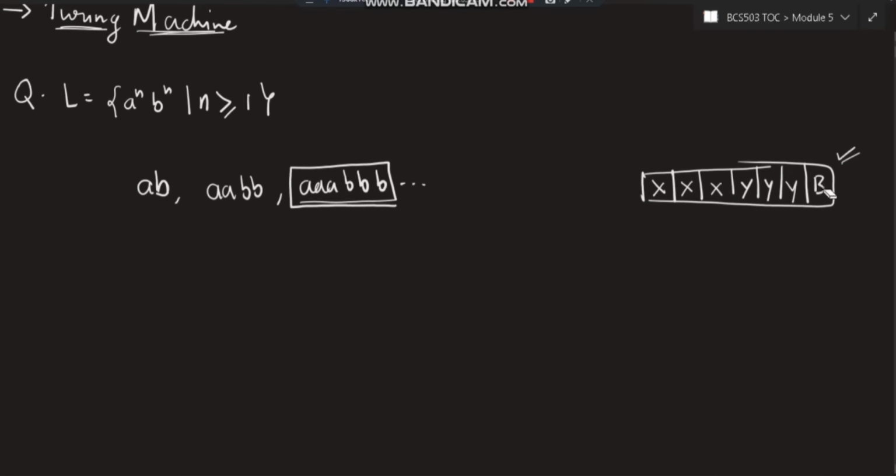Suppose that instead of this b, there was another b here, and here was a b. When I was coming here, I found another b here, but this b does not correspond to any a here, right? In that case, this will not be accepted. So this is what a Turing machine does.